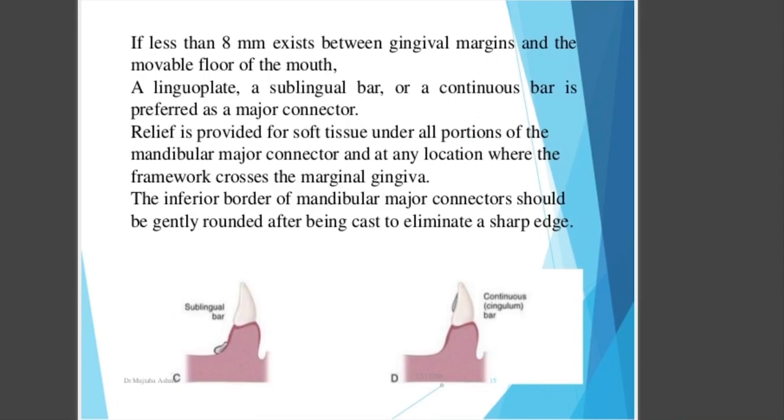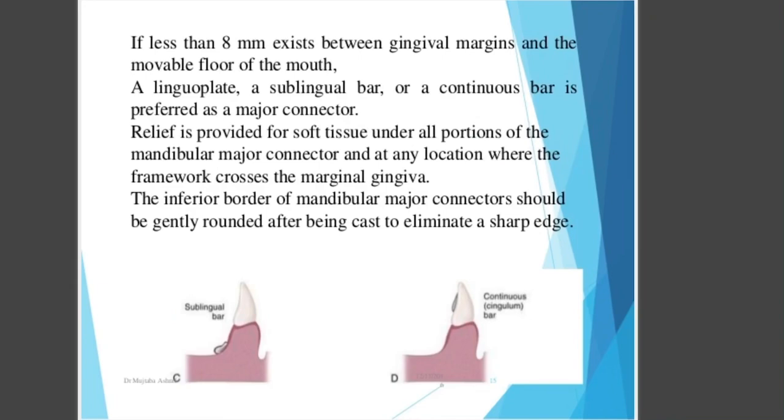Relief is provided for the soft tissue under all portions of the mandibular major connector and at any location where the framework crosses the marginal gingiva. As I have said earlier, it should not impinge the soft tissue, so we need to provide the relief. Particularly in the mandibular major connector, there is an issue because the space is less between the gingival margin and the movable soft tissue present in the floor of the mouth. So we need to provide the relief.